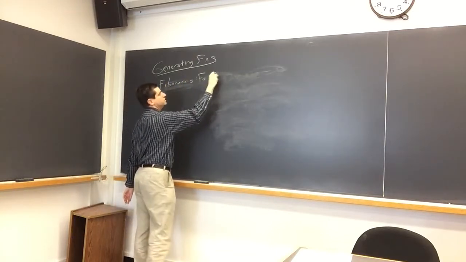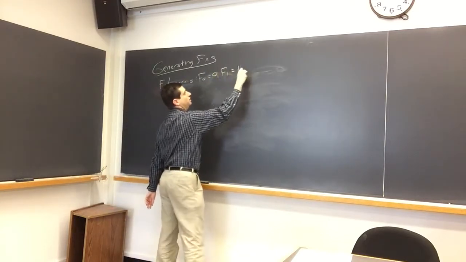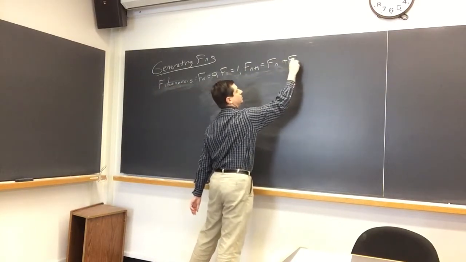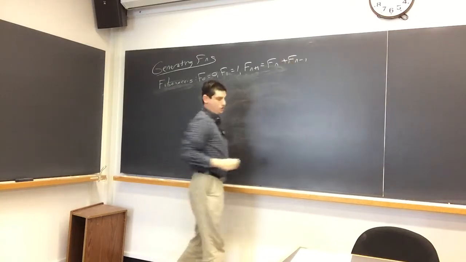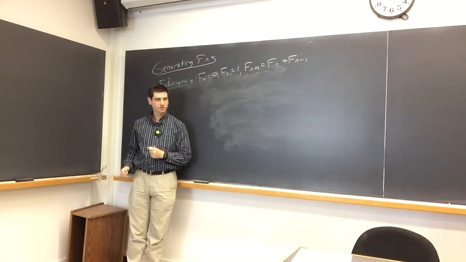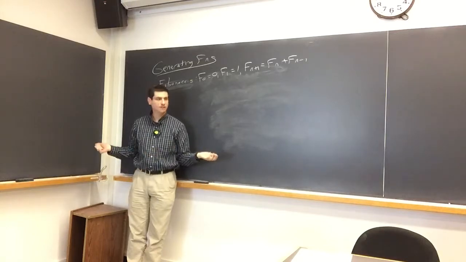So f0 is 0, f1 is 1, and f(n+1) is f(n) plus f(n-1). As soon as I give you this, I have completely specified the Fibonacci numbers. There's no mystery left, right?